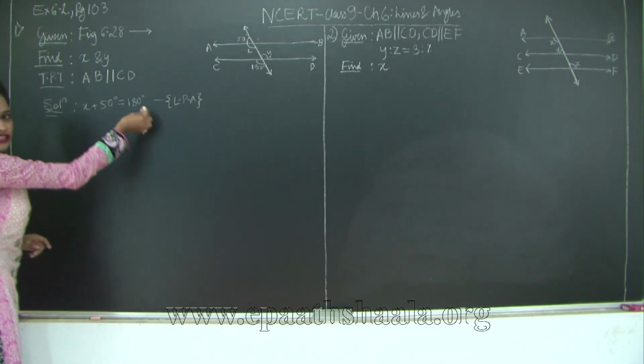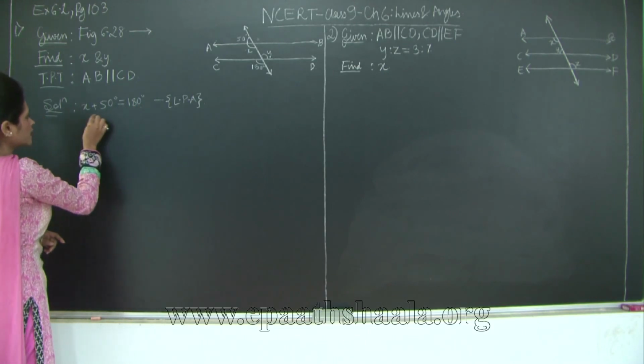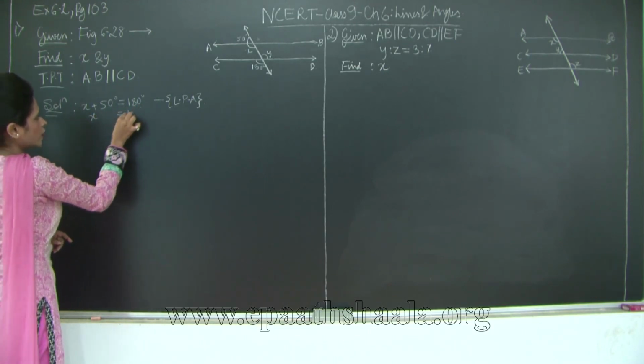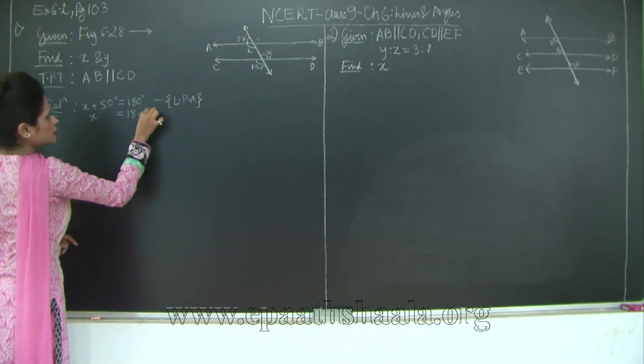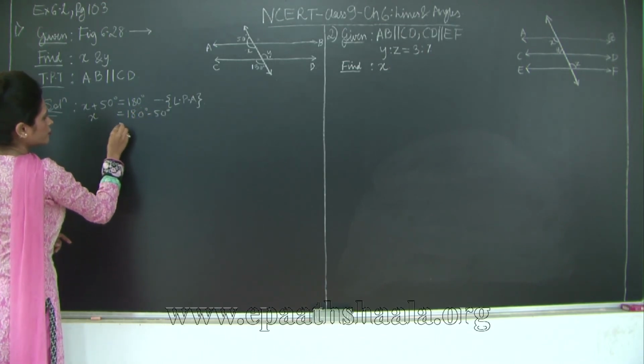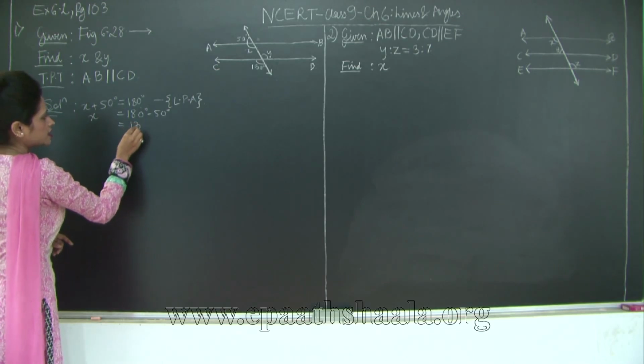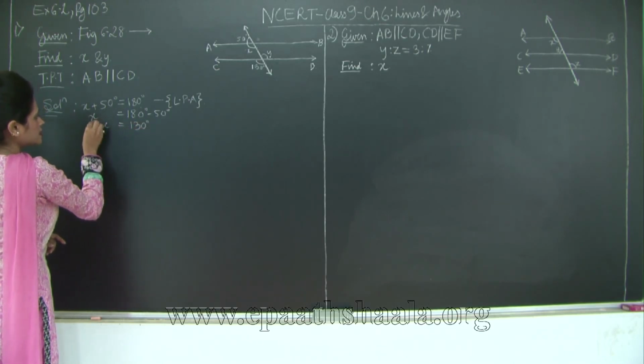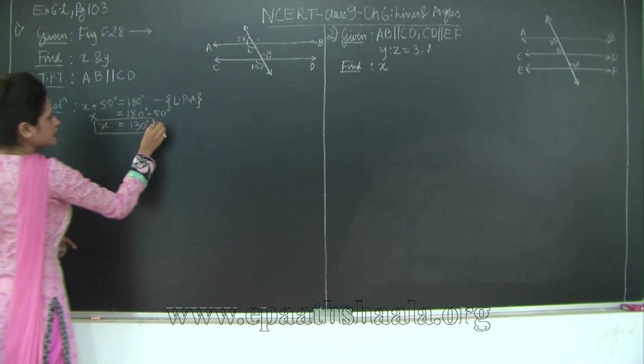So I take my 50 to the right hand side, this will become X is equal to 180 degrees minus 50 degrees, which is equal to 130 degrees. Therefore, X is 130 degrees. I'll mark this as 1.